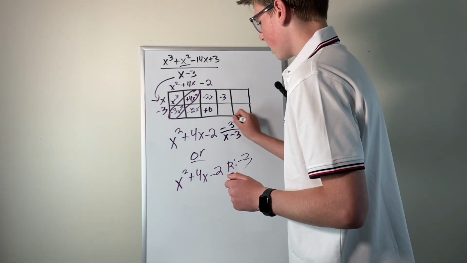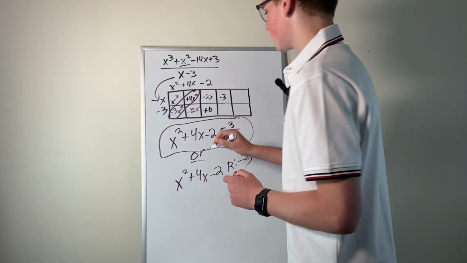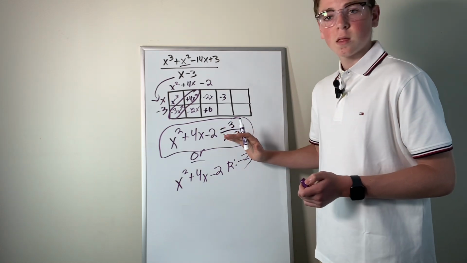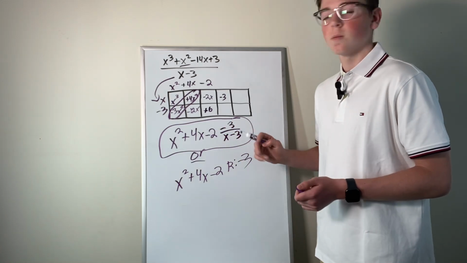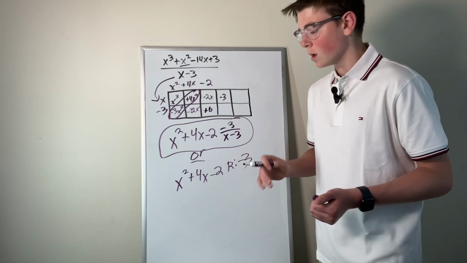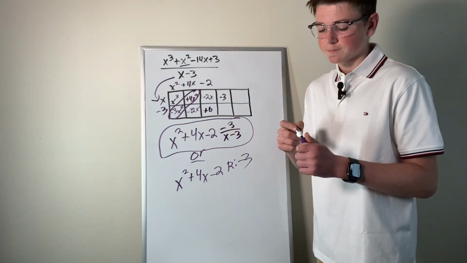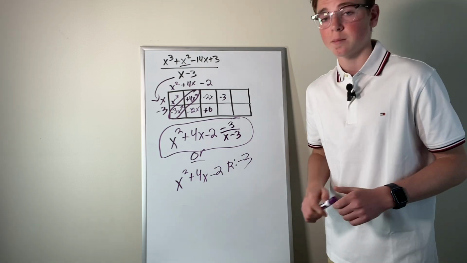But personally, I prefer this because it is much more specific. If someone just sees this equation, they're like, oh, well, we're divided by x minus 3. But if they see this equation, excuse me, they can't see that you were dividing by x minus 3.